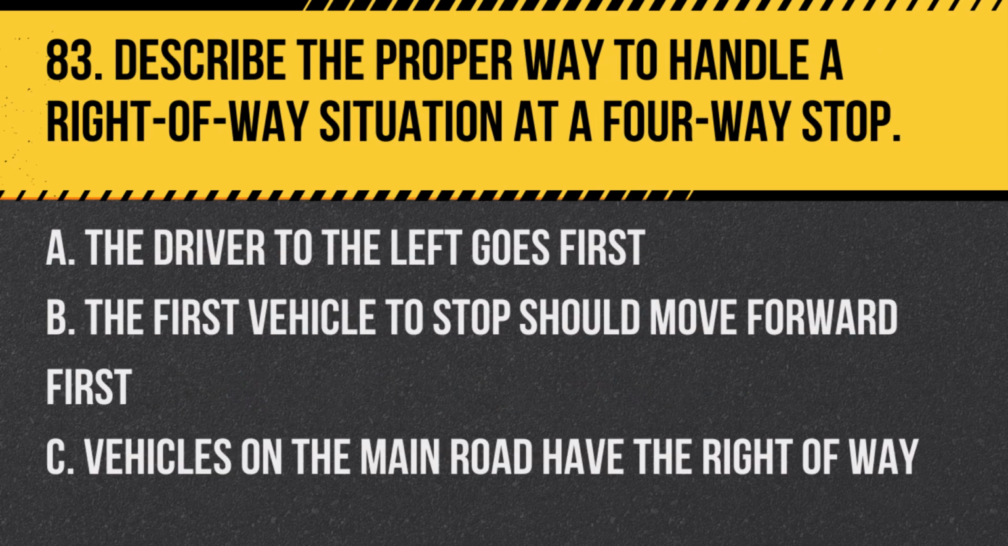Question 83. Describe the proper way to handle a right-of-way situation at a four-way stop. A. The driver to the left goes first. B. The first vehicle to stop should move forward first. C. Vehicles on the main road have the right-of-way. Answer B. The first vehicle to stop should move forward first.